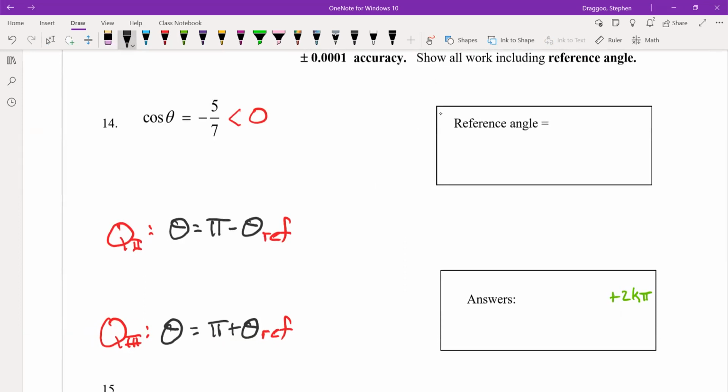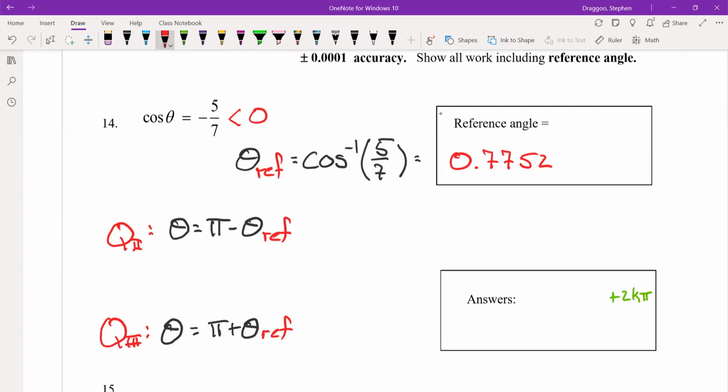Which we should get our reference angle theta is equal to the cosine inverse of positive 5/7, since the reference angle is always a positive value being plugged into our inverse trig function. And if we go to a calculator in radian mode, we should get 0.7752. If you got a number that was like, I don't know, 60 or something, that probably meant you were in degree mode, but we're looking for answers in radians this time. So we'll go with that.